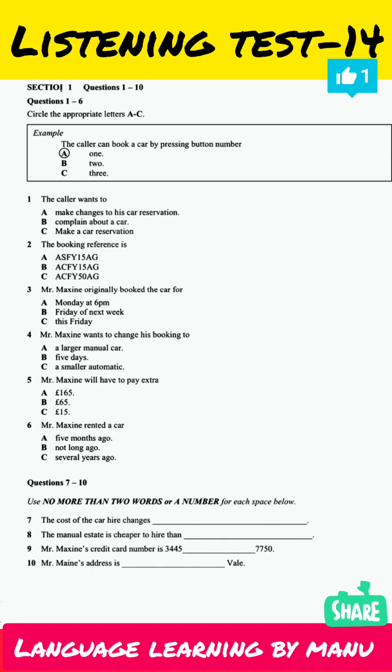Okay, so how can I help you? I booked a car for 3 days from this Friday at 6 p.m. to Monday at 6 p.m. Yes, a manual. I'd like to change it for a larger car and an automatic rather than a manual. And I'd also like to book it for 5 rather than 3 days. Okay, let's have a look. We have an estate which is automatic. Yes, that would be perfect.